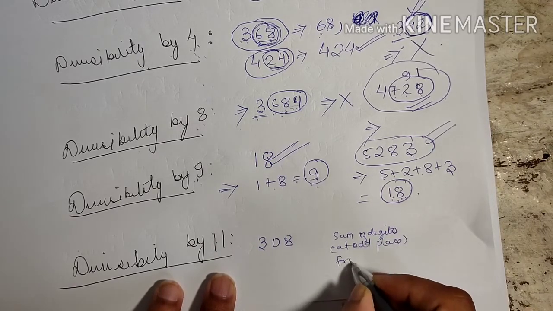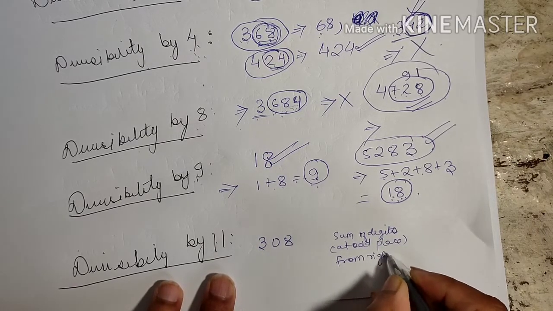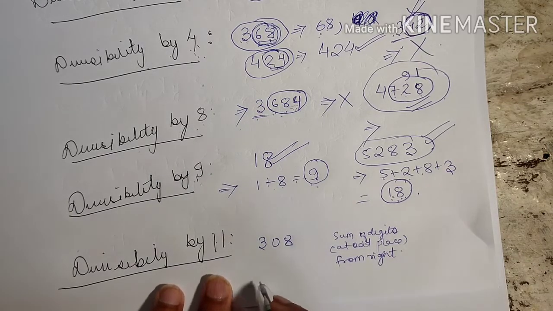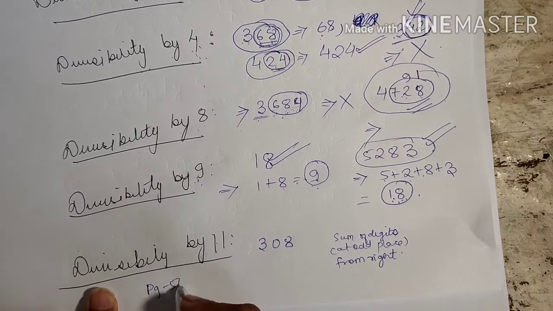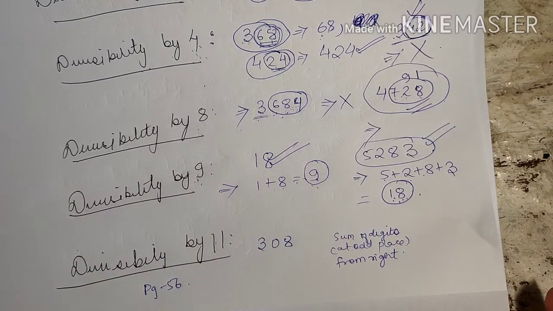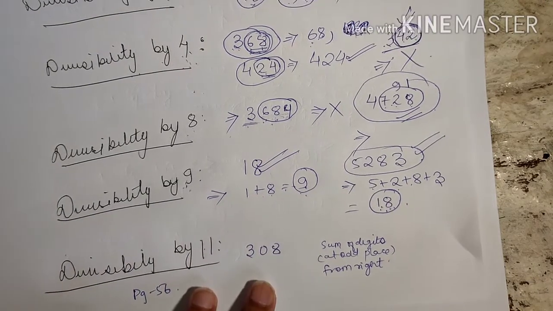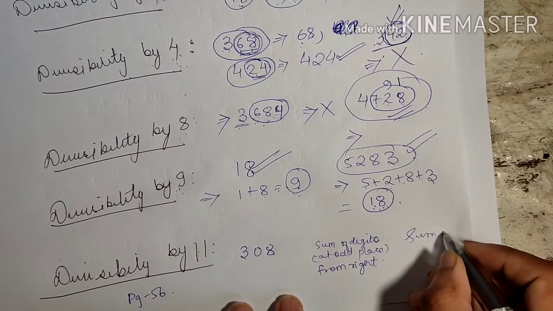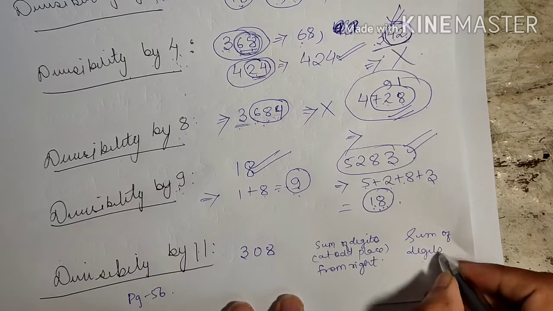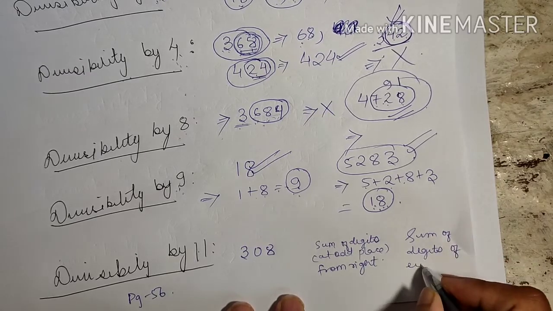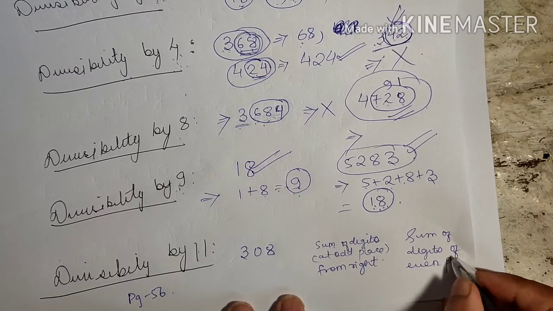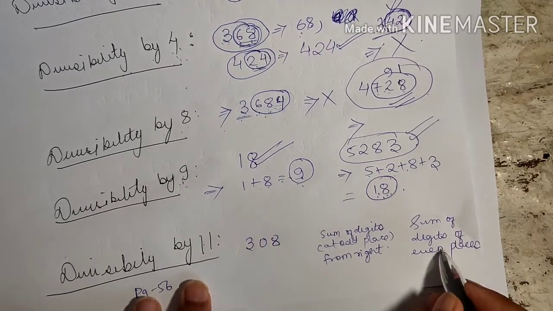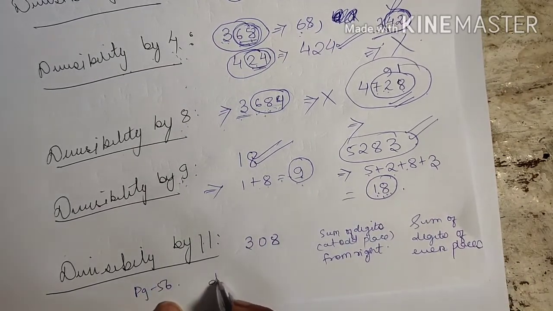Okay, from right. To better understand, after my lecture, please visit page 56 of the textbook, so that you can be more clear. If you are not clear here, then I expect you to see the textbook and get it clear. And next you will write sum of digits at even places. And lastly, you will get the difference of these two. I'll just write here, difference.